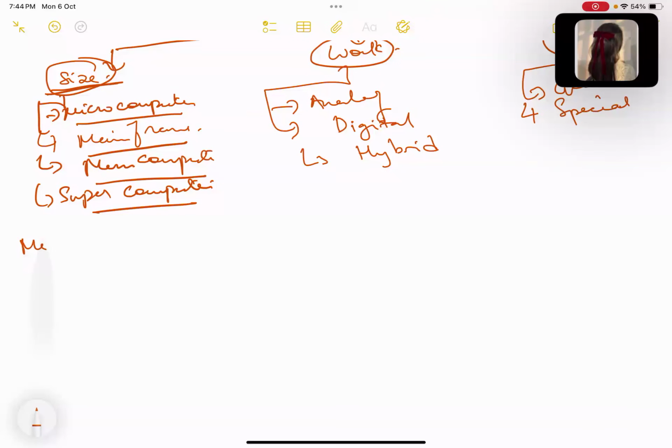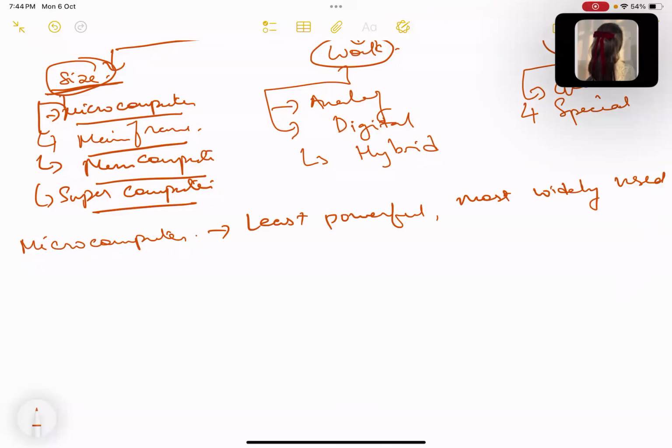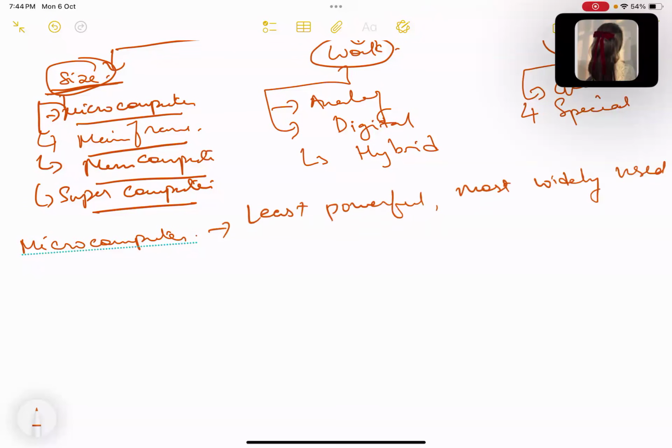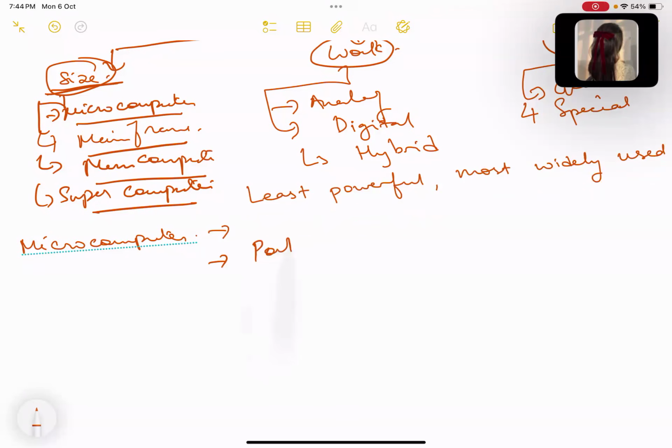So when we say microcomputer, it simply means that these are not very big in size, okay? Some features include they are least powerful, okay? They are least powerful but most widely used. And they are also sometimes regarded as the portable computer.